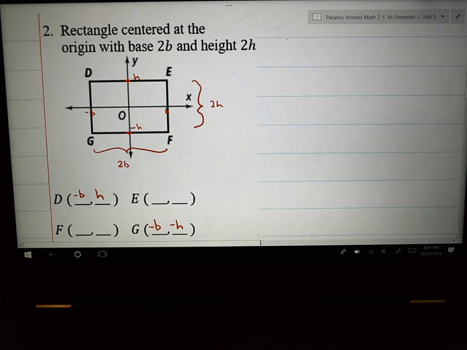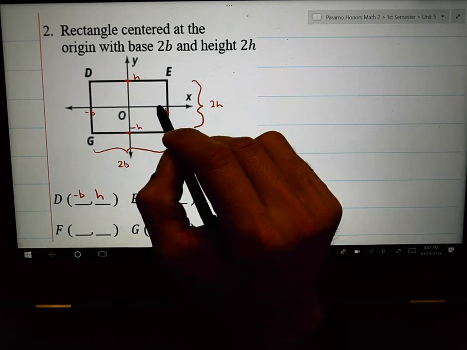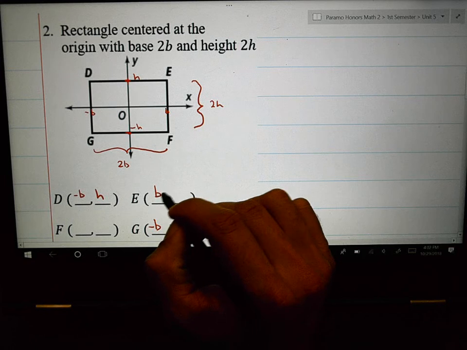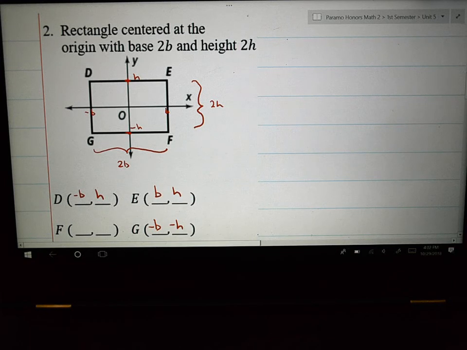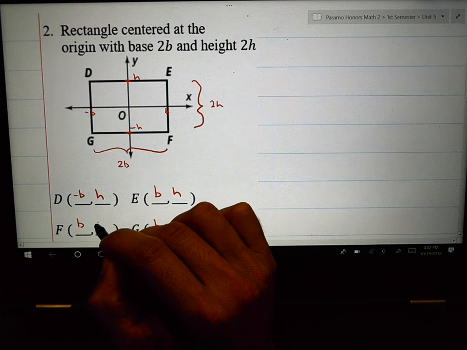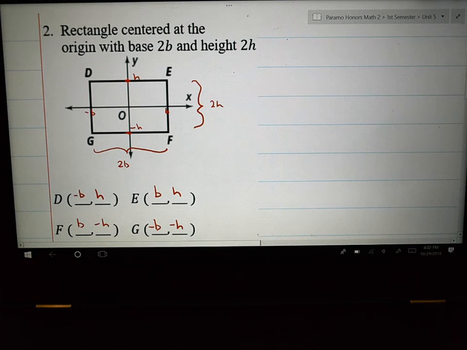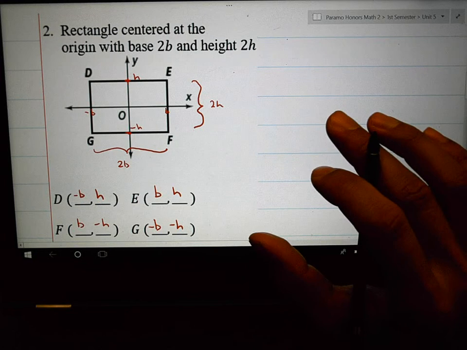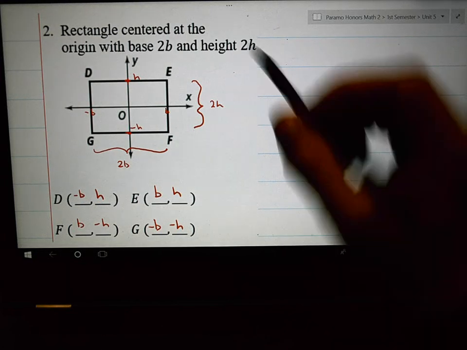I can do the same thing to find E. I can go to the right b units and up h units: b, h. And then for F, I can go to the right b units and down h units, which would be b, negative h.